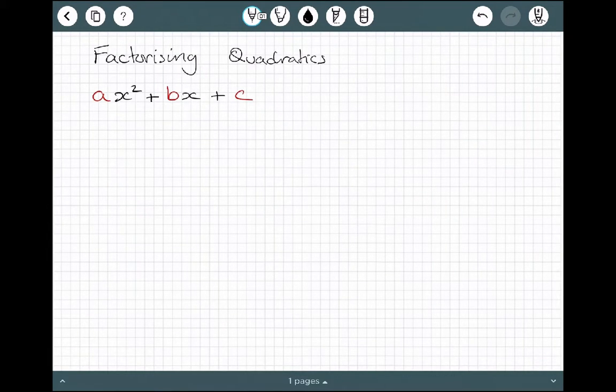Today, we're going to look at factorizing quadratics. Now, some people find this a little tricky, but I hope by the end of this, you should be able to do this without any difficulty. So there's the first thing we have to look at.